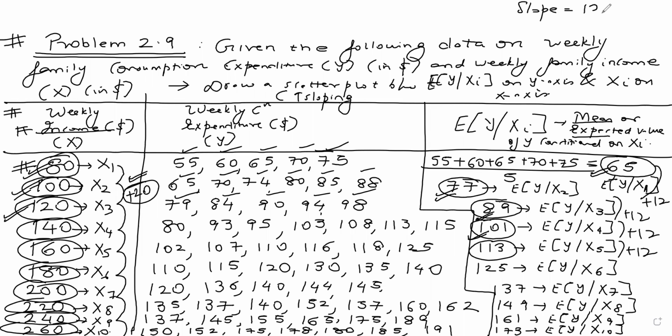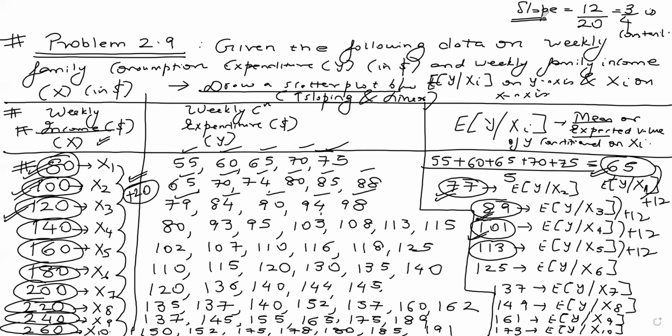So the slope is nothing but 12 by 20, which is nothing but how much? 3 by 4, which is constant. You can see that your slope is constant. So it's upward sloping, and since my slope is constant, I can write linear. When you draw a scatter plot, you will observe that it's upward sloping, which shows that an increase in weekly income increases your expected weekly consumption expenditure.